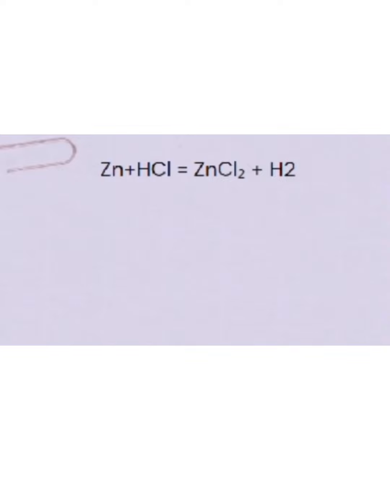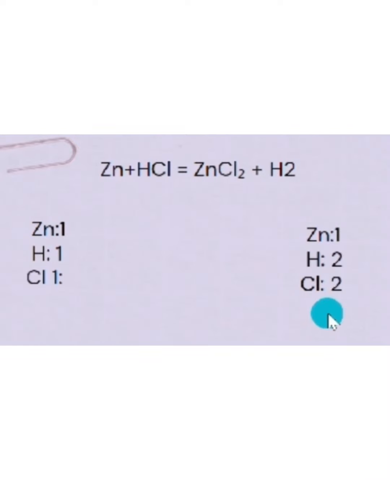Let's see. Zinc plus HCl equals ZnCl2 plus H2. What we have to do next is to see all the elements we have and put them in a column. Our elements are zinc, hydrogen, and chlorine. Next, we have to see how many atoms they have. Zinc has 1, hydrogen has 1, and chlorine has 1 in the reactant part.